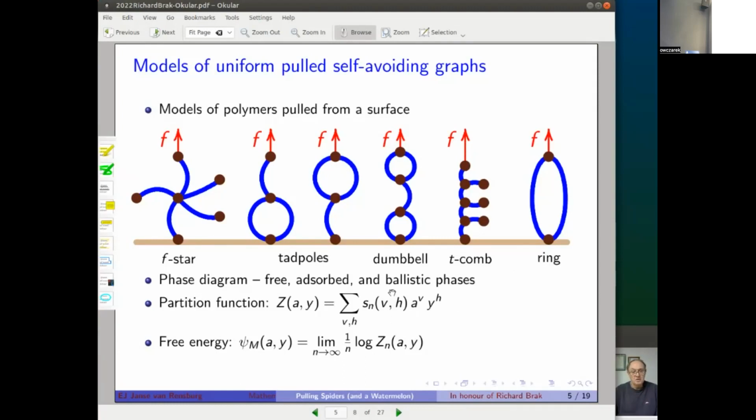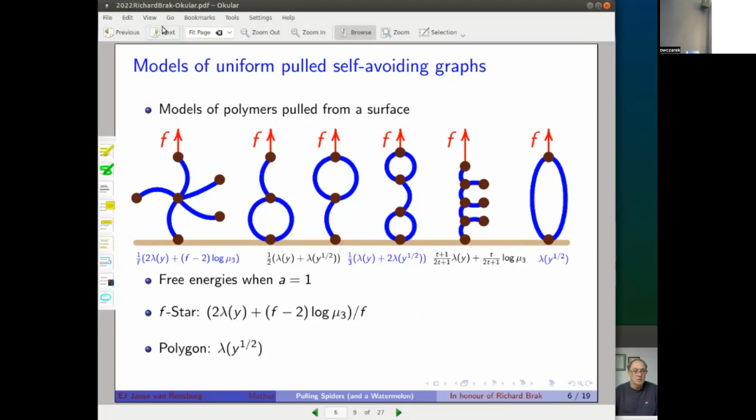The partition functions of these models are all given in the same way as for pulled and absorbing walks, and similarly free energies are known to exist. Now we have shown in a variety of different cases what the free energies are, and I just list them here briefly in the case where there is no absorption. So these free energies here.